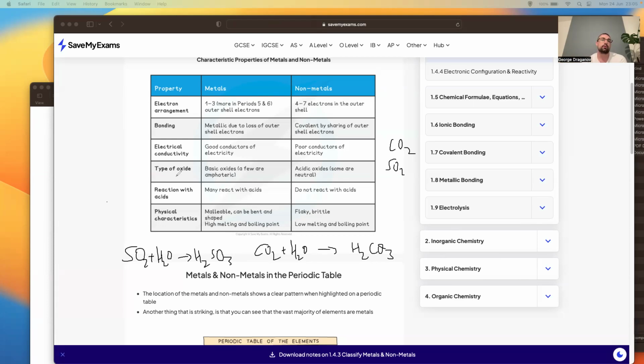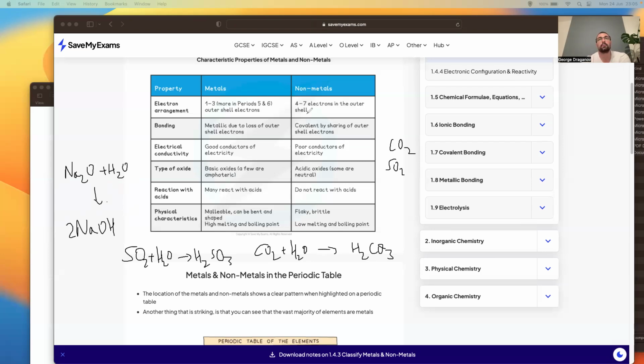On the other hand, metal oxides are going to be basic, which means something like, say, sodium oxide, Na2O, can react with water, and it actually forms sodium hydroxide, with a 2 here to balance it. So these are going to be basic.